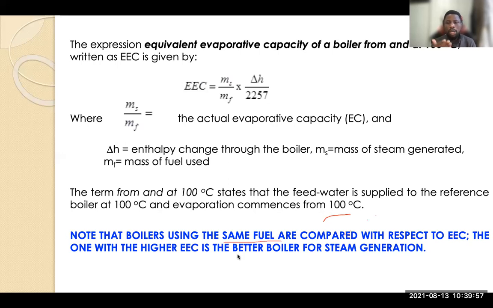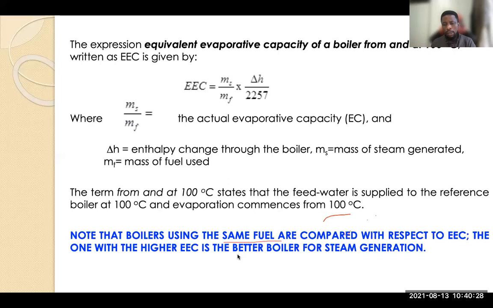For example, in one boiler you might have superheating taking place. In another boiler, you might not have superheating taking place. But those two boilers are using coal. So that's when you use EEC. Take note of that. When you're comparing the efficiency of boilers using the same fuel but different operating conditions, that is when we use EEC.